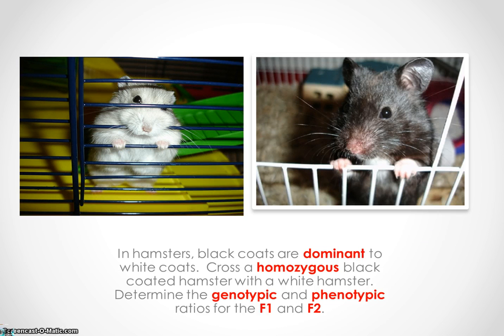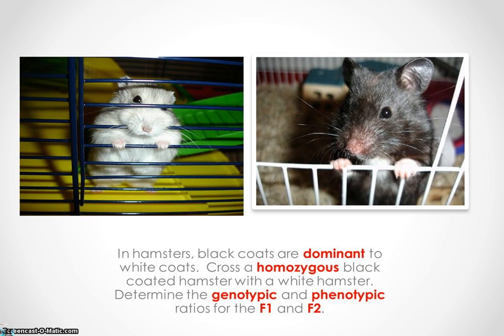Alright, so the first problem we're going to use is about hamsters. In hamsters, black coats are dominant to white coats. By dominant, what we mean is, of the two alleles that code for coat color, black will always dominate white. So if you have both alleles, a black allele and a white allele, you'll see the black allele. Black will be expressed. Remember, for each gene, we're going to have two copies, one on each homologous chromosome, and those copies are called alleles.